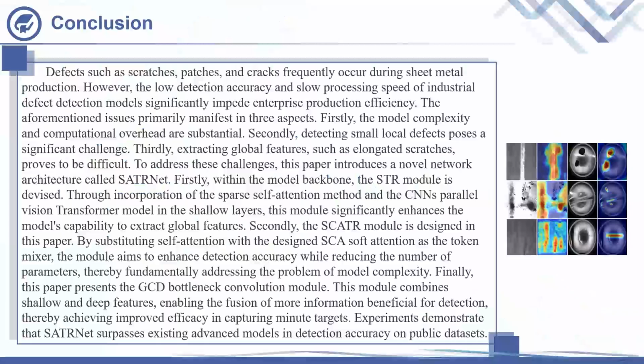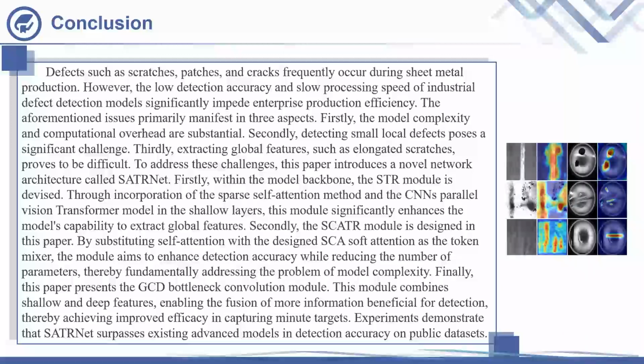Part 4. Conclusion. Defects such as scratches, patches, and cracks frequently occur during sheet metal production. However, the low detection accuracy and slow processing speed of industrial defect detection models significantly impede enterprise production efficiency. The aforementioned issues primarily manifest in three aspects.